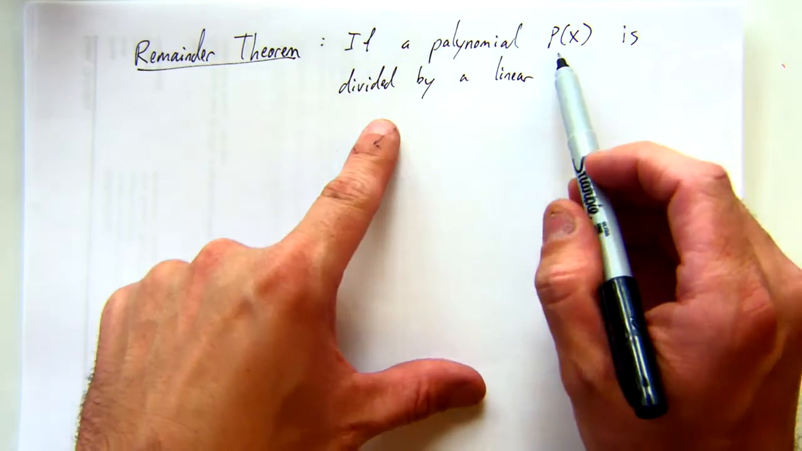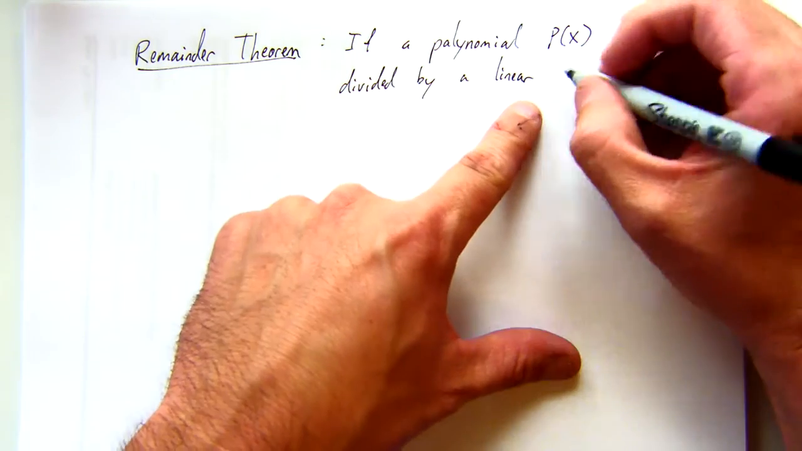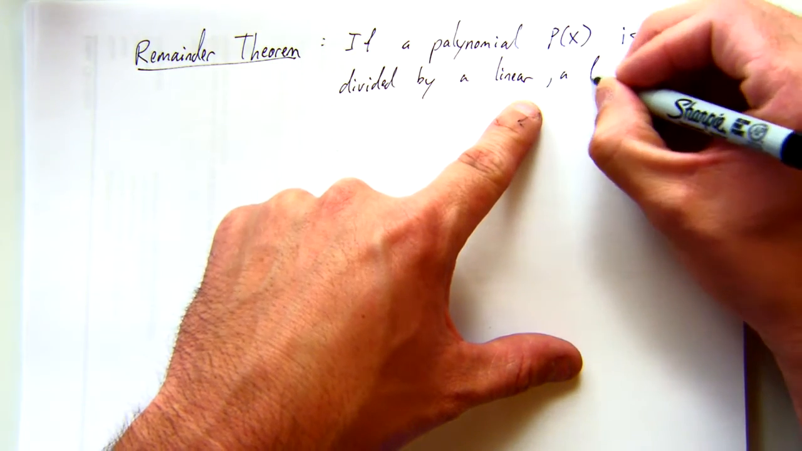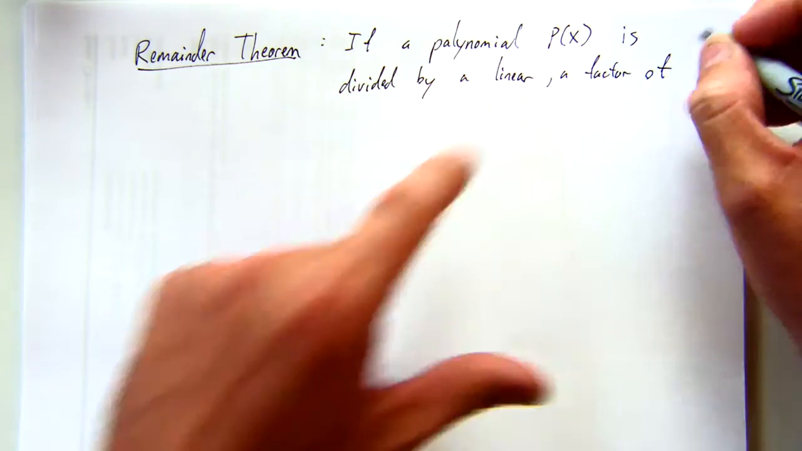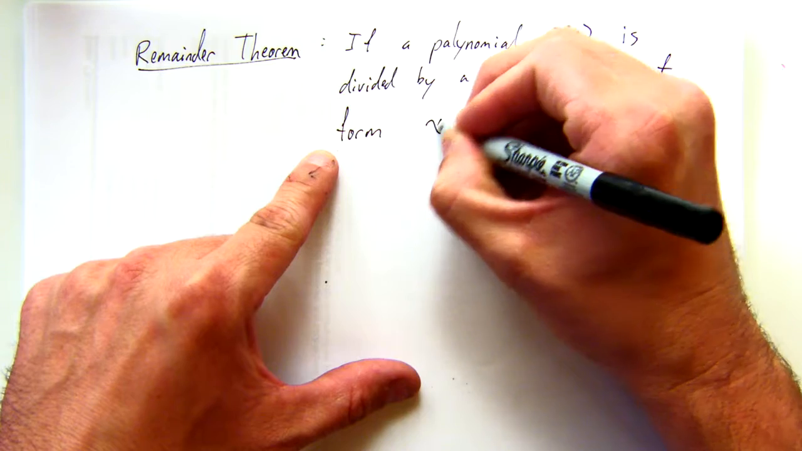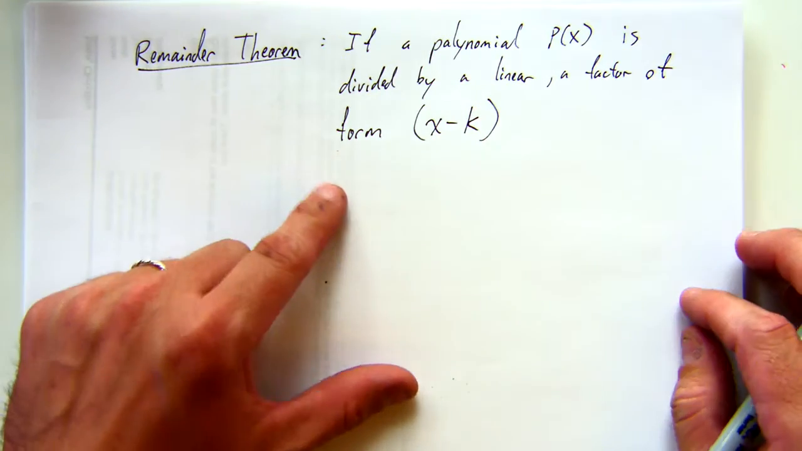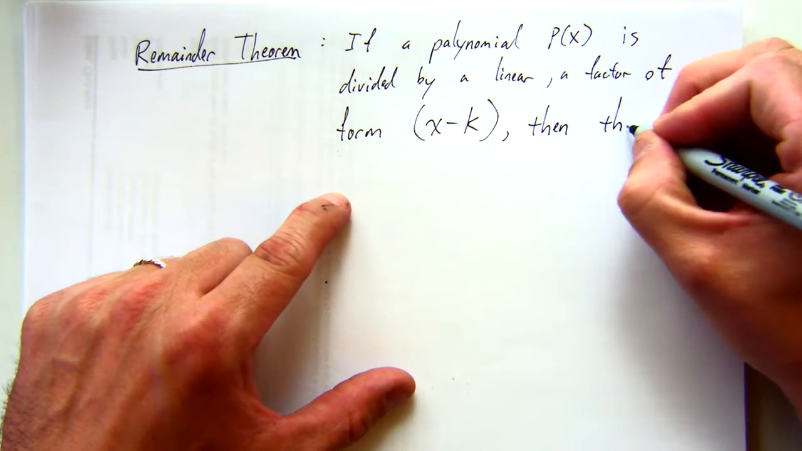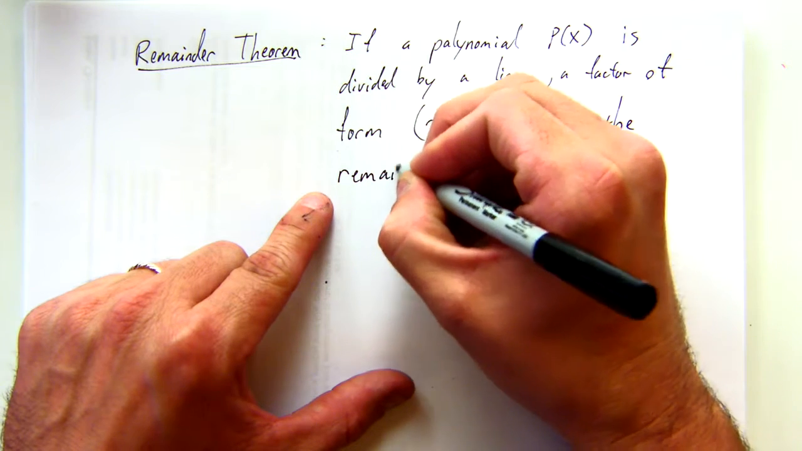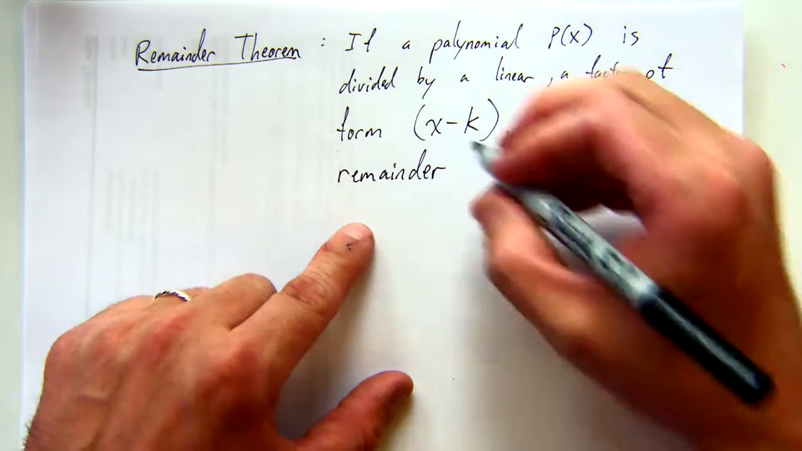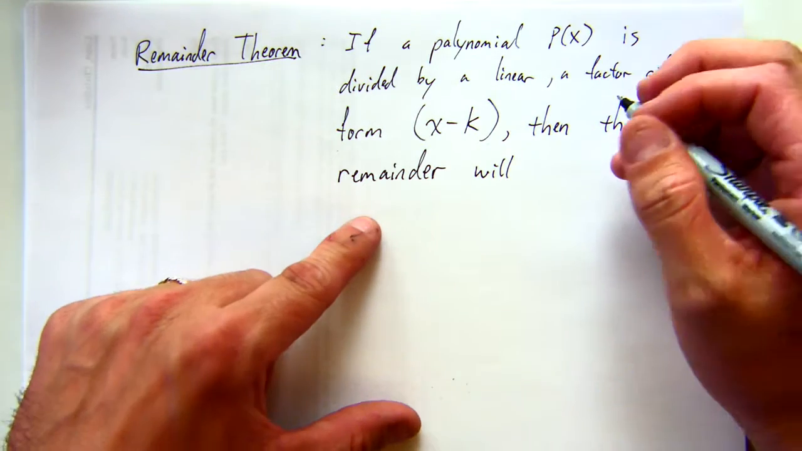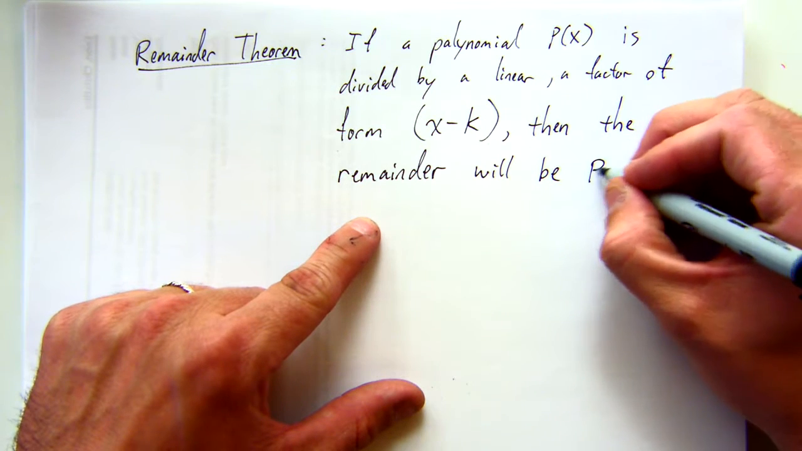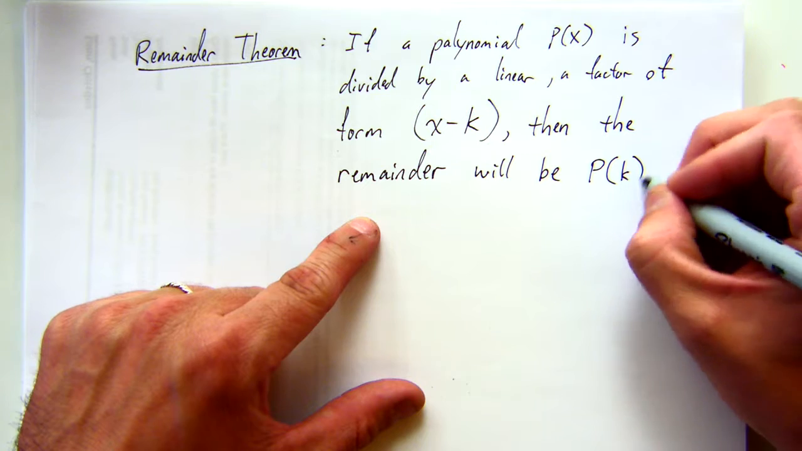So if I have a polynomial p of x divided by a linear factor, which is what we were talking about earlier, that's a factor of the form x minus k. Then the remainder will be, and this is always the case, and this is really cool, the remainder will be p of k. You plug in that k here.